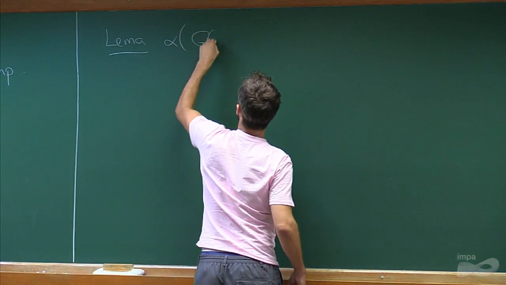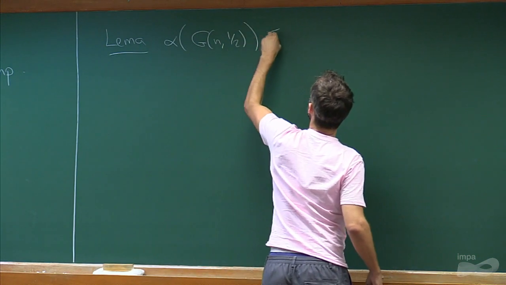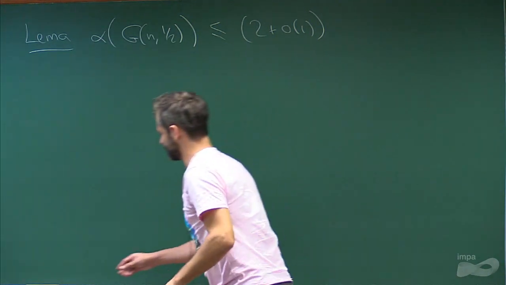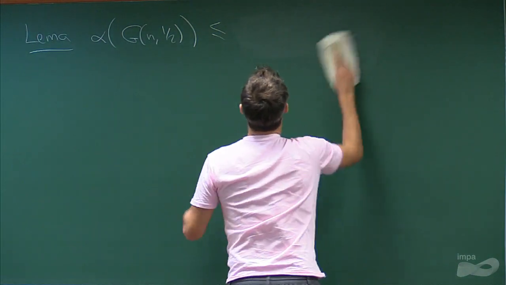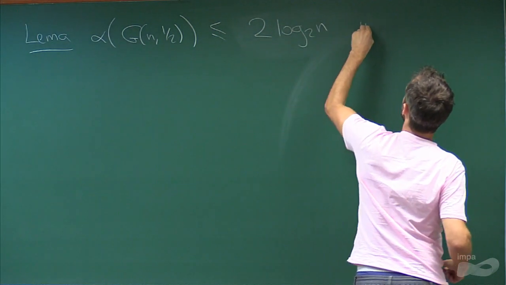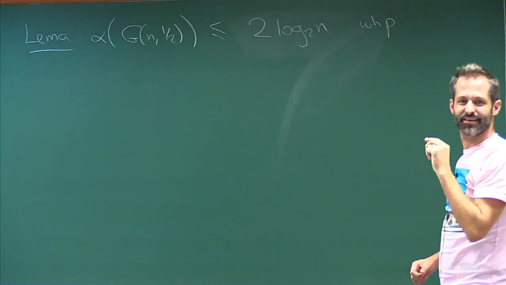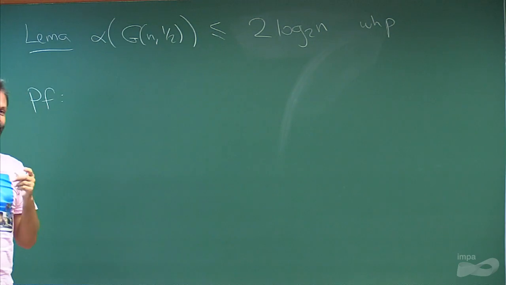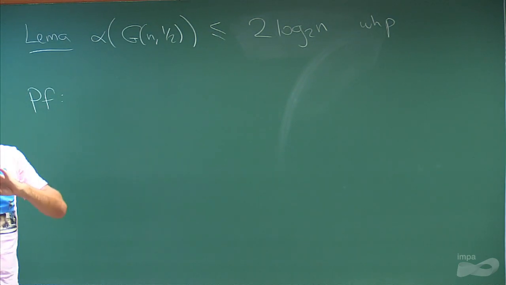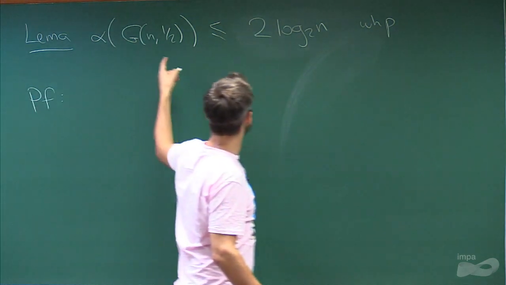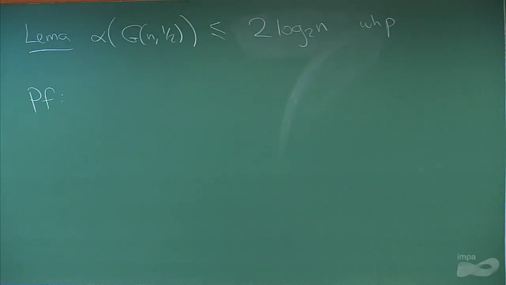Lemma: alpha of G(n, 1/2) is at most 2 plus o(1) times log to the base 2 of n with high probability. This is exactly the proof of the lower bound of the Ramsey number. So what are we trying to show? We're trying to show that with high probability, G(n, 1/2) does not have an independent set of size 2 log to the base 2 of n.